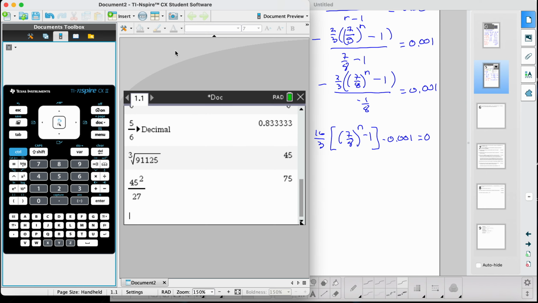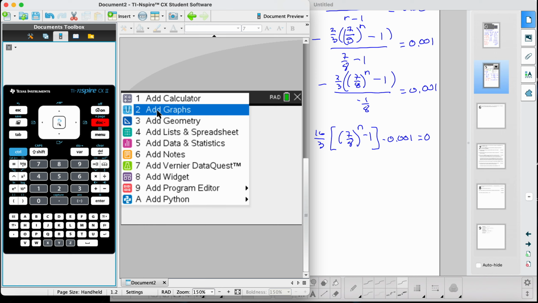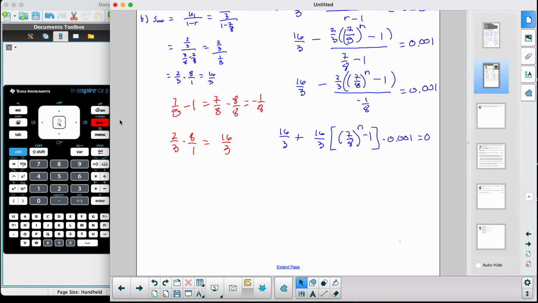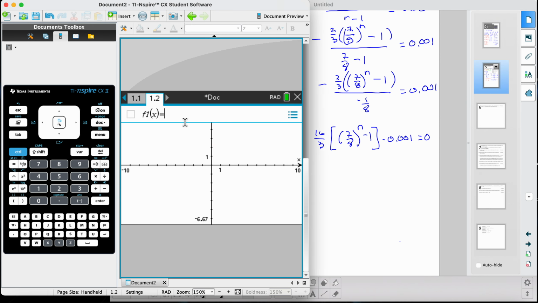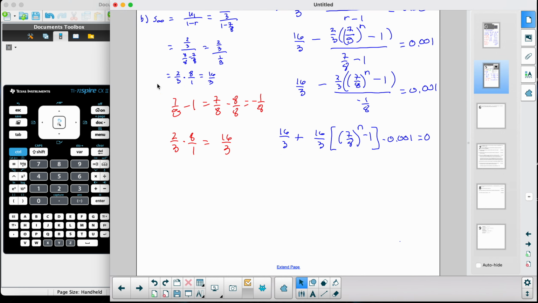So I need to add a graph, control plus page. I'm going to add a graph. Oops, I forgot, I think I have to do this thing again. That makes me crazy. Okay, I added the graph. Great. Okay, so remember, 16/3 plus this guy.